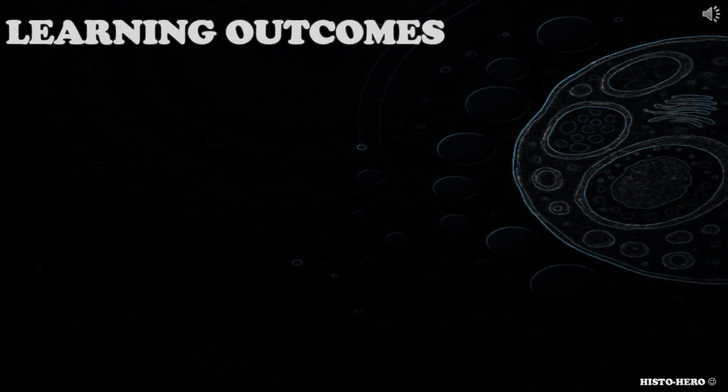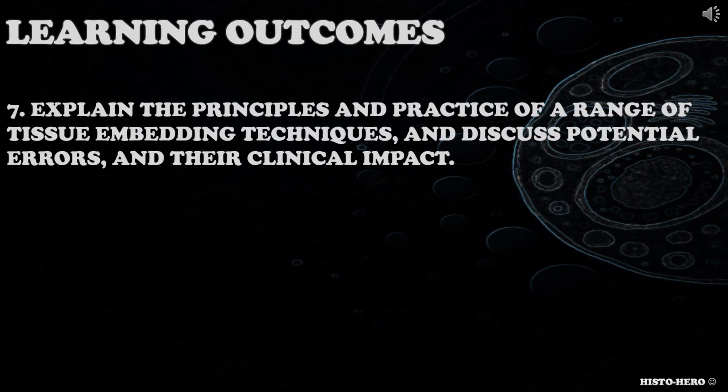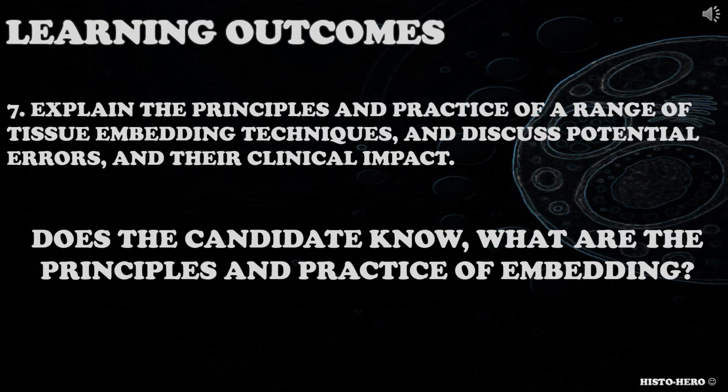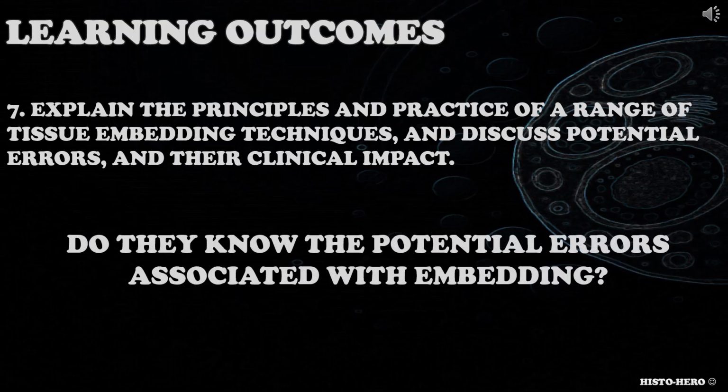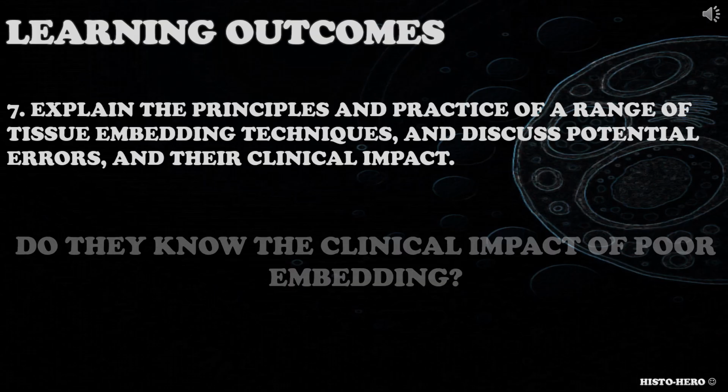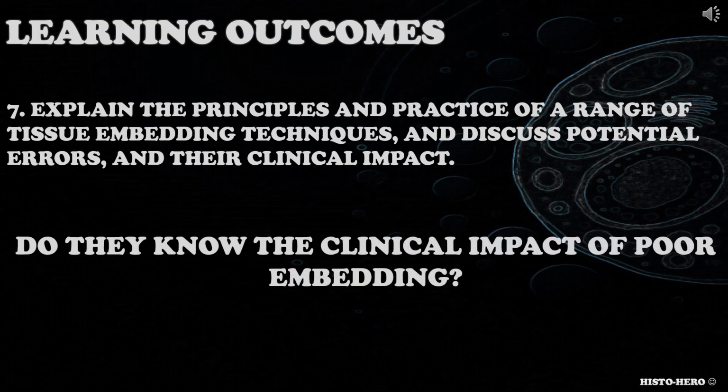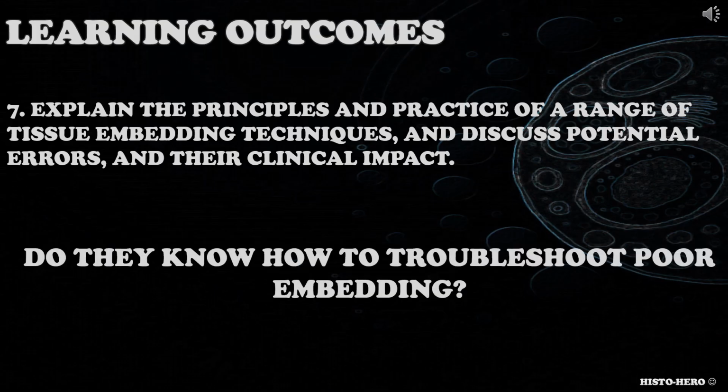The seventh learning outcome is, explain the principles and practice of a range of tissue embedding techniques, and discuss potential errors, and their clinical impact. Candidate needs to know about various tissue embedding techniques. Does the candidate know what are the principles and practice of embedding? Do they know the potential errors associated with embedding? Do they know the clinical impact of poor embedding? Do they know how to troubleshoot poor embedding?